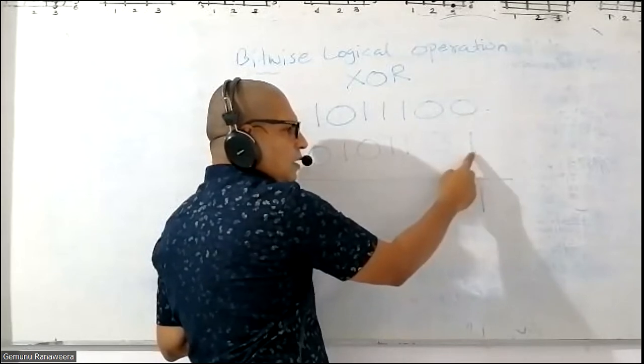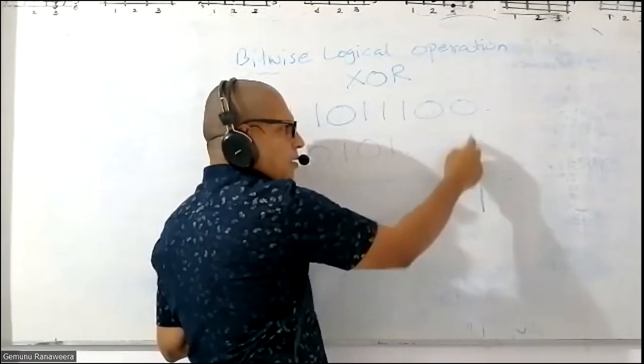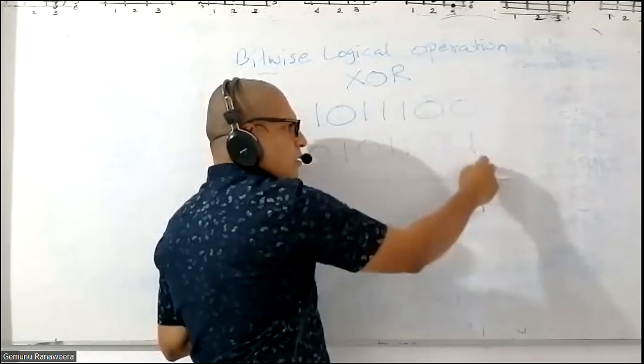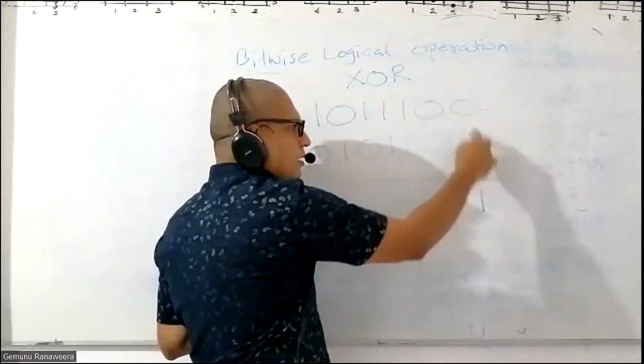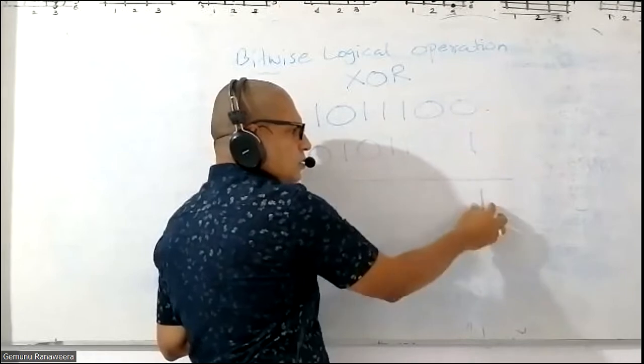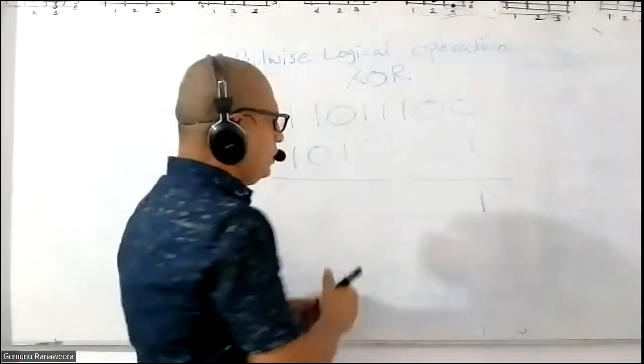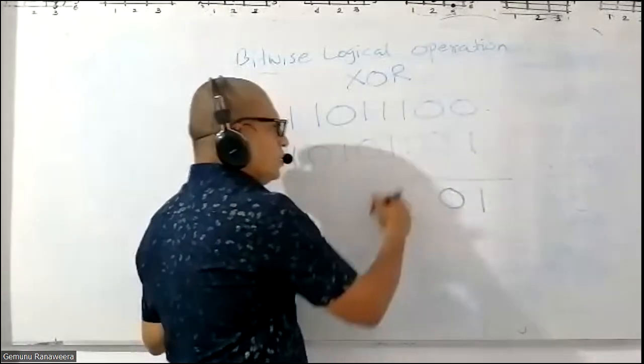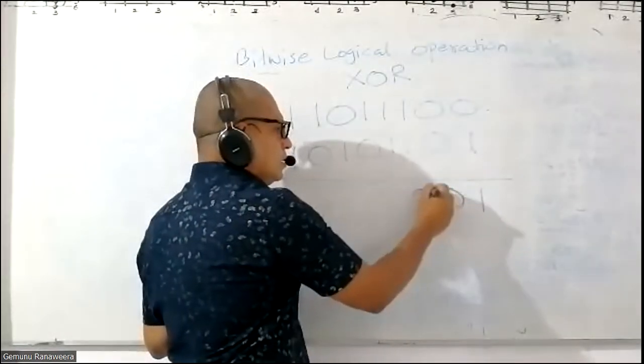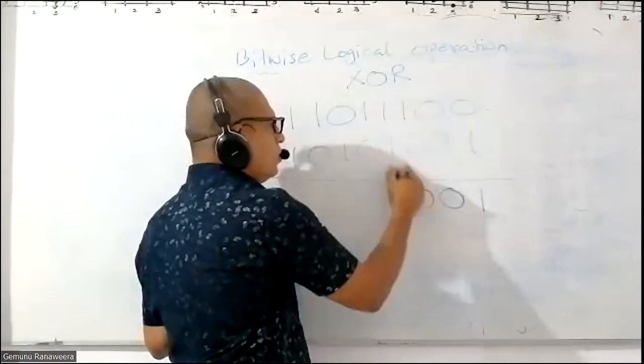So a single one here means an odd number of ones, or in other words, not equal, 0 and 1. So the result will be 1. In this case, both are equal, so the result will be 0. Both equal, result 0. Both equal, result 0.